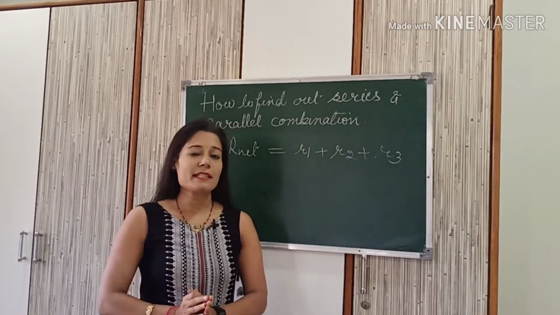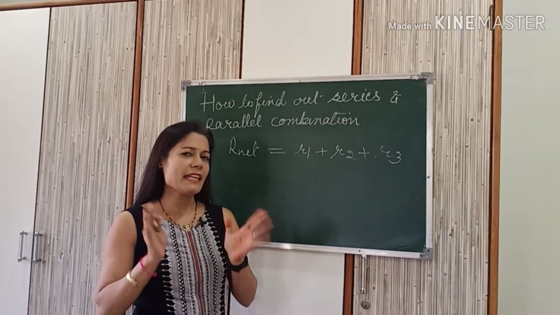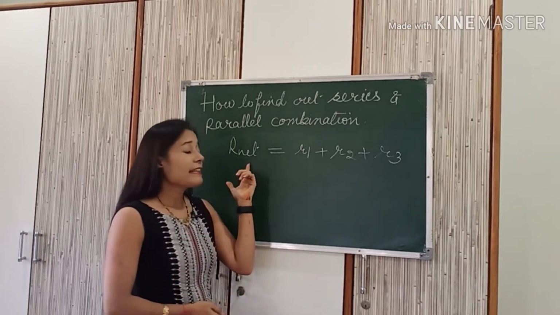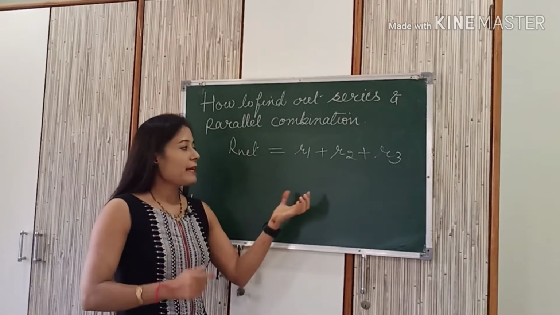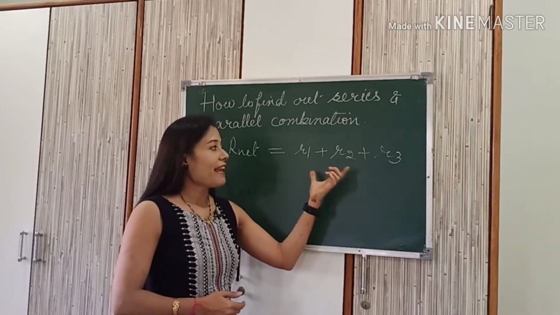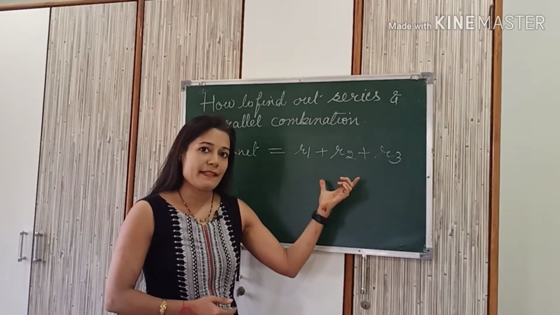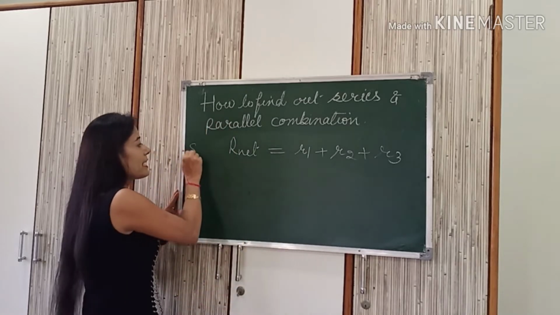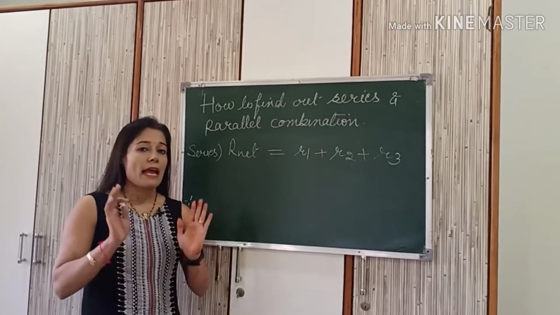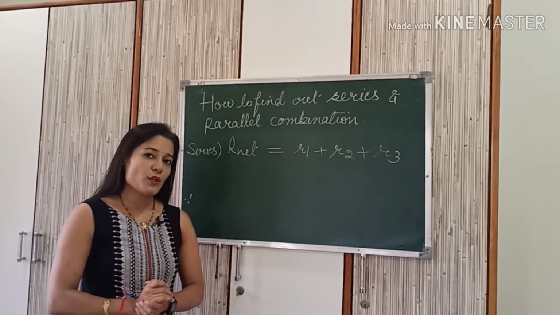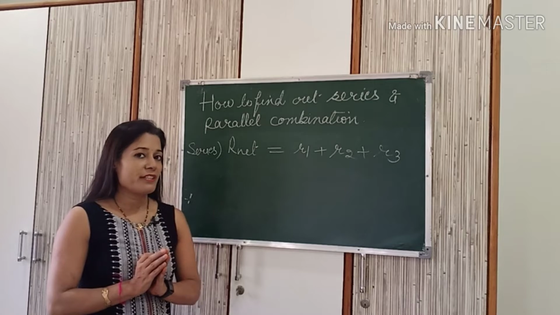If three resistances are connected in series in any question, for finding that equivalent value, what will you do? You will simply add the magnitude or values of all these resistances, and that is the series combination of resistances. And a different formula is used for the parallel combination of resistances.